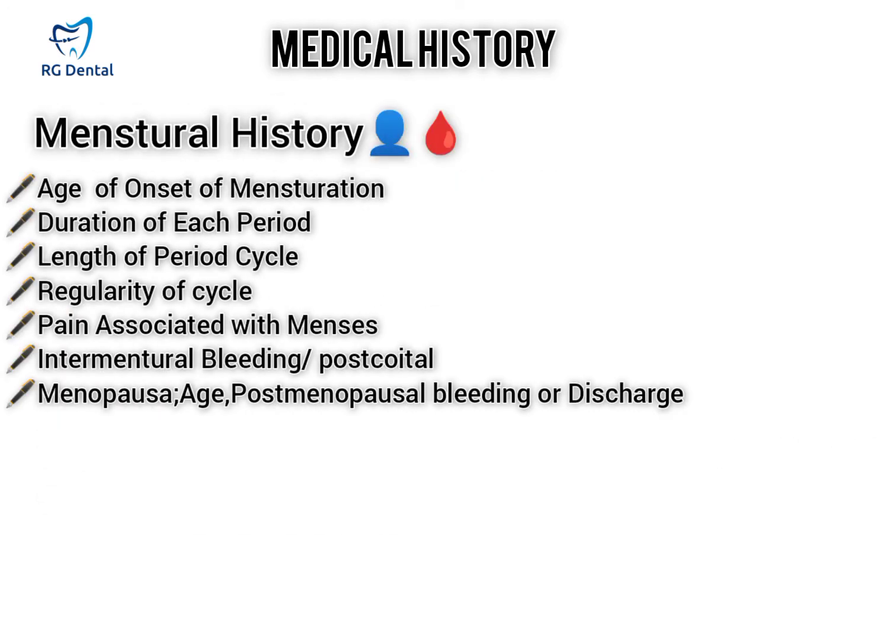Then if a patient is female, you have to ask for the menstrual history: age of onset of menstruation, the duration of each period, length of cycle, and the regularity of the cycle, or any pain associated with periods, its duration, site or relationship to the onset of period, or any intermenstrual or postcoital bleeding, or menopause age, or postmenopausal bleeding or discharge or not. These are the questions for the female patients.